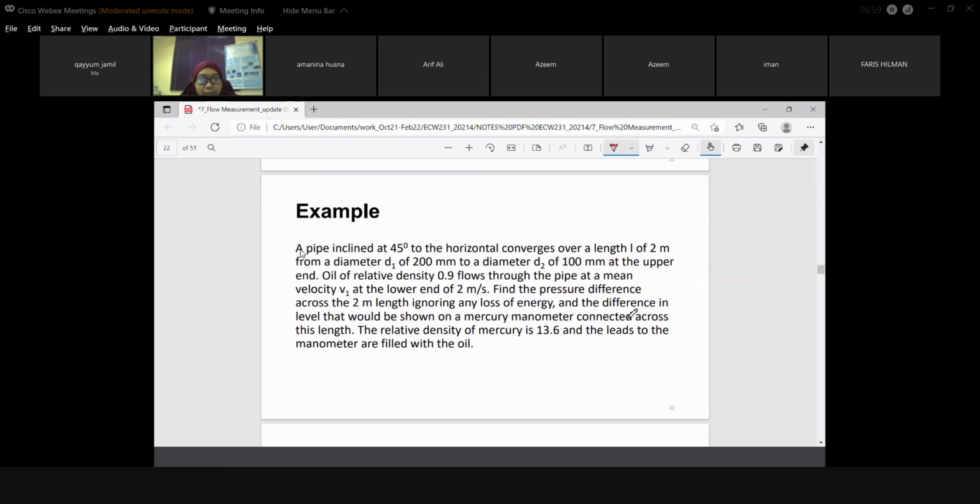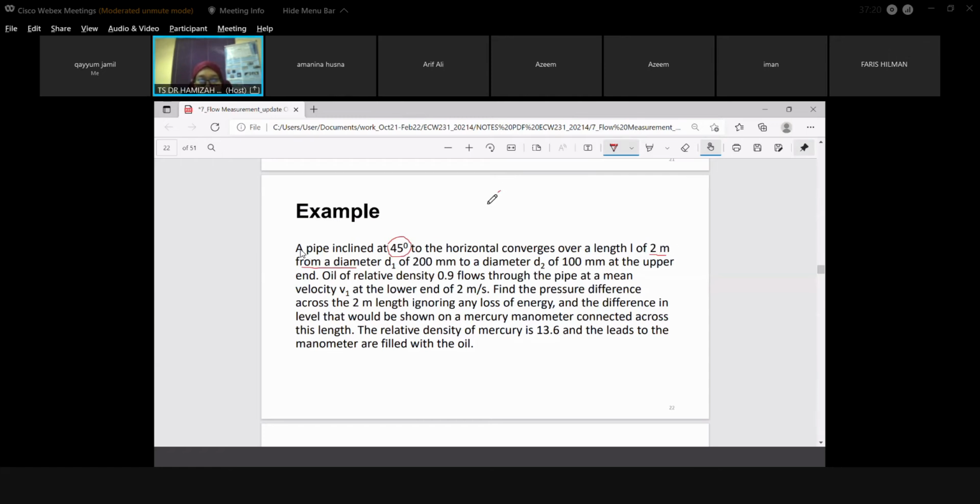Okay, so this one dia dah bagi form. There is an incline, 45 degree. So mesti dah letak bagi jarak tegak kan? Because we need a vertical height. Dia bagi incline height. So incline height dia 2 meter.